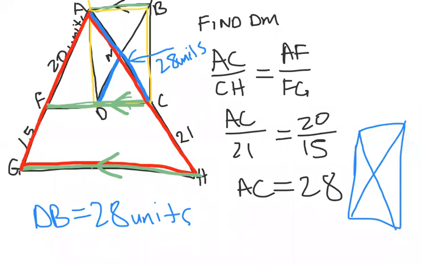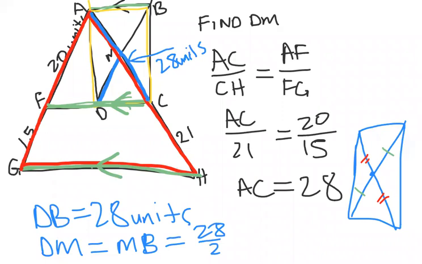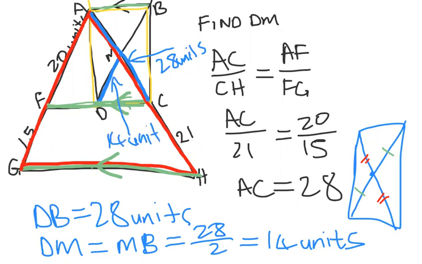If you have a rectangle that looks like that, and you have the two diagonals that intersect at that point, that means this line here and that one are equal to each other, and this one there is equal to that one. Because DB equals 28, it intersects there at M. That means DM is equal to MB, and it is just a half. So DM equals MB, and that will be 28 divided by 2, which gives us 14 units. So the DM that we're looking for is 14 units.